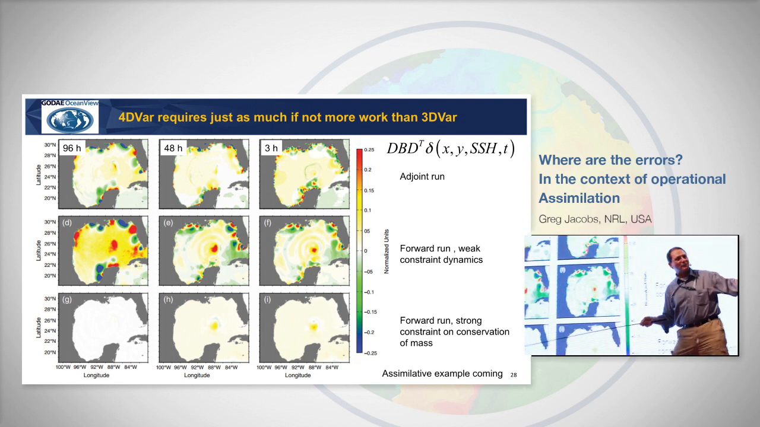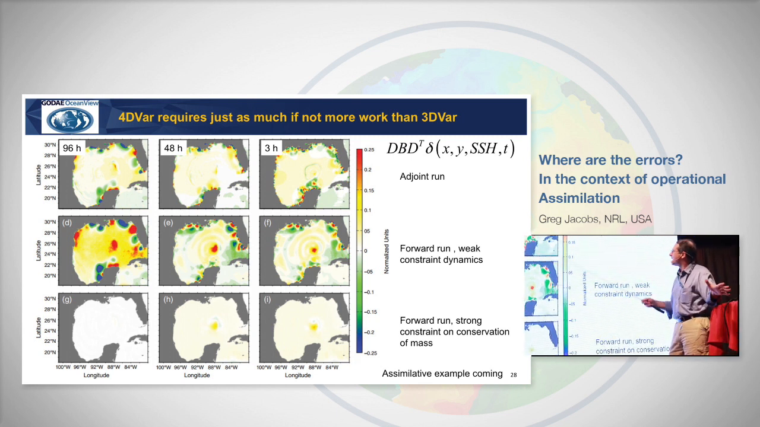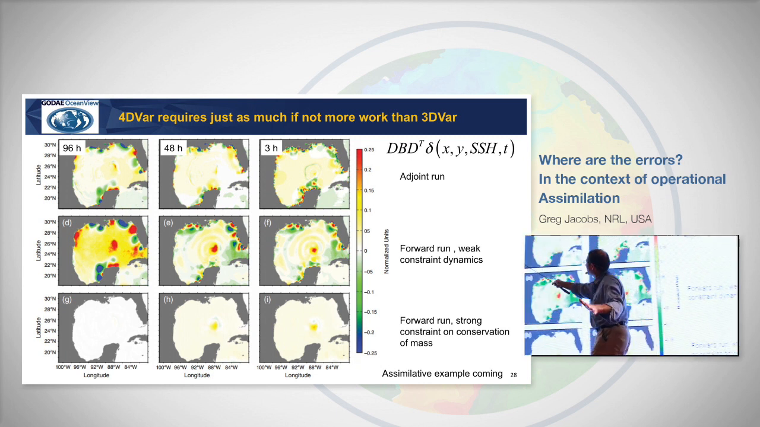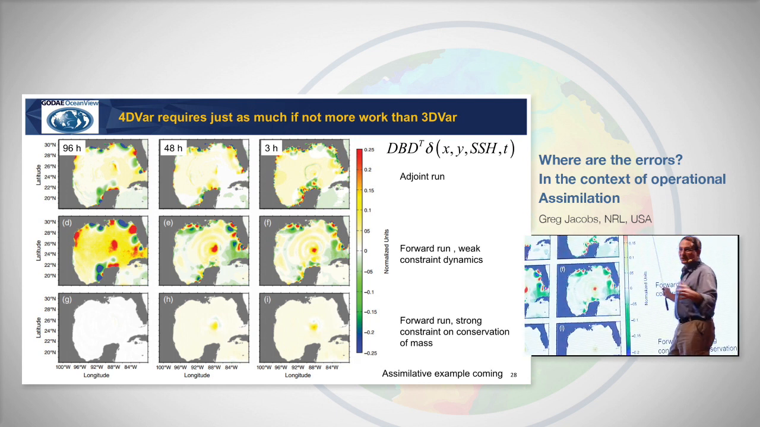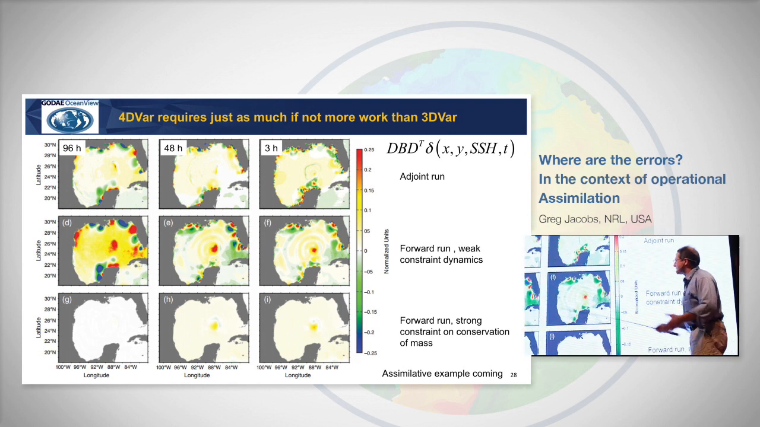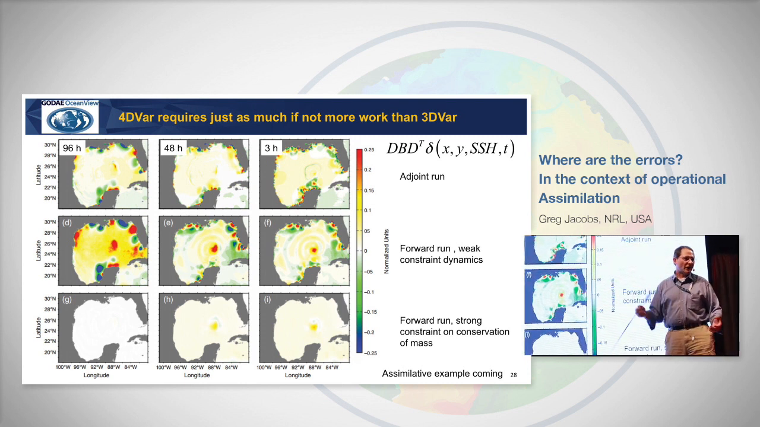So time is back in the problem now. Before in a 3D VAR, we were just constructing a correction at one fixed time, but now we have an observation at time 0, and this operator propagates it back through the dynamics 4 days earlier. Then we invert these two operators. D is just the model, so we can integrate it forward in time. And here's the result. Here's the correction we should make to our system based on a sea surface height observation.